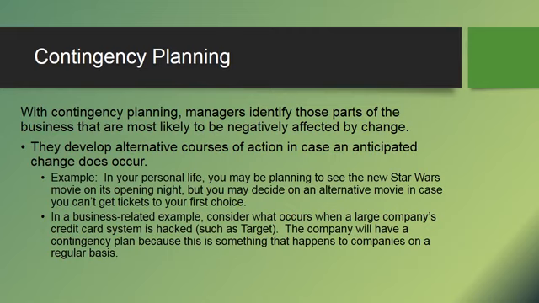So let's talk about contingency planning first. Managers identify those parts of the business that are most likely to be negatively affected by change. They develop alternative courses of action in case an anticipated change does occur. So, in a personal light, you may be planning to see the new Star Wars movie on its opening night. But you may decide on an alternative movie in case you can't get tickets to your first choice.